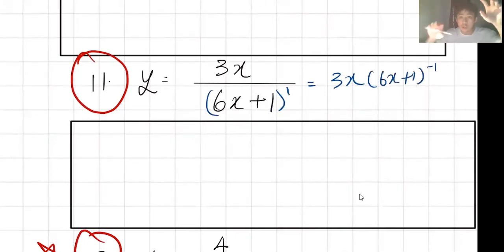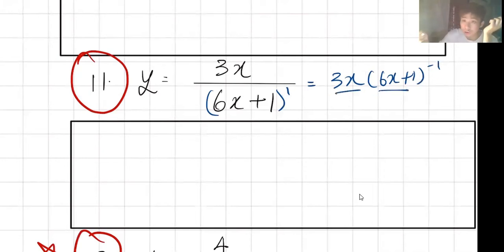Basically, remember I told you when you want to shift things from bottom to top or top to bottom, you just switch the sign of the power. Plus becomes minus, minus becomes plus. That is why it's power 1 here. When I bring it upwards, you see now it's upwards already. It's next to 3x now. I change the sign of the power from 1 to -1. So now you can see, oh, they're multiplying each other already.